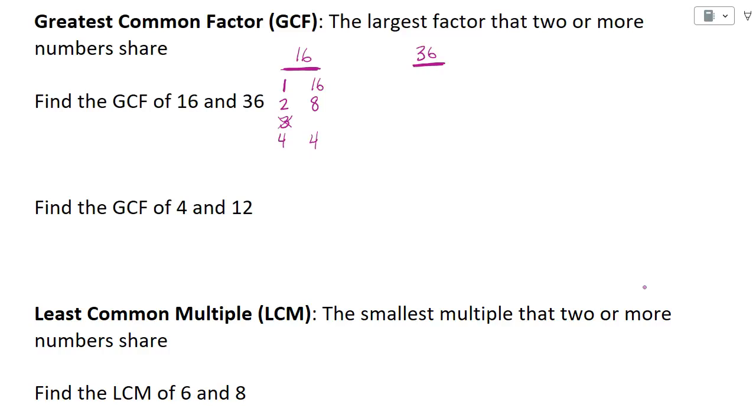I've listed as many factors as there possibly could be. And in this kind of U shape from left to right, those are all my factors in order of least to greatest. So those are all the factors of 16 right there.